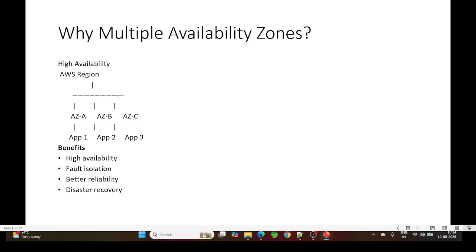Why do we need multiple availability zones? Suppose our application is running only in one availability zone. If that availability zone becomes unavailable, our application could also become unavailable. Instead, we can distribute our application across multiple availability zones. This improves the availability and fault tolerance.